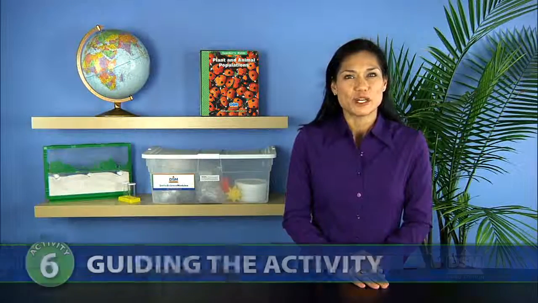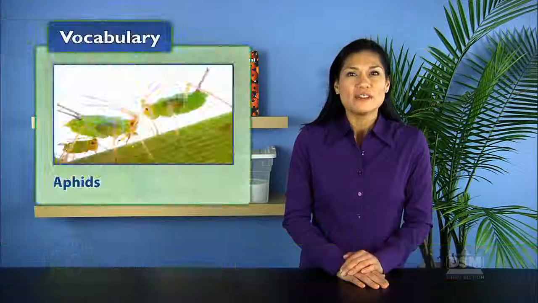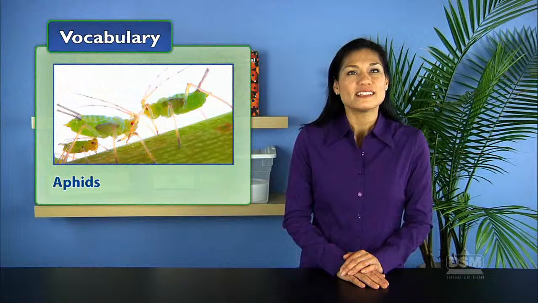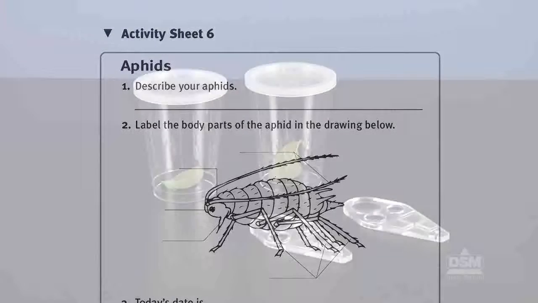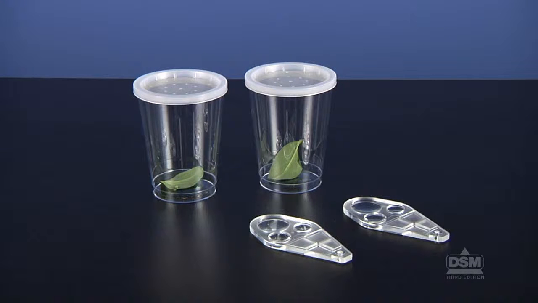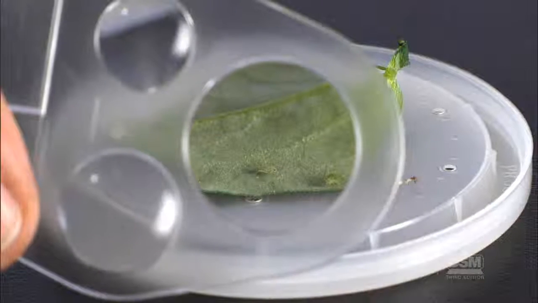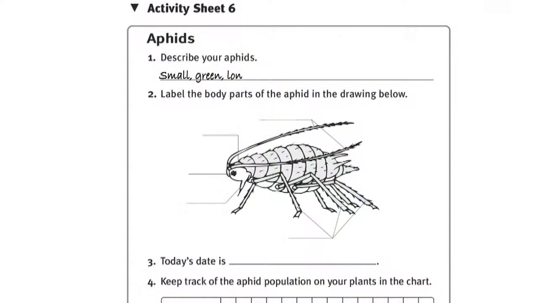To begin Session 1, explain that aphids are common green insects that live on plants. Give a copy of Activity Sheet 6 to each student and distribute 2 containers of aphids and 2 magnifiers to each team of 4. Allow students time to observe their aphids. Then have students write a description of the aphids on their activity sheets.